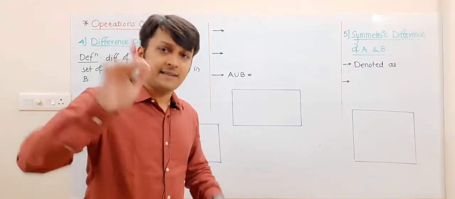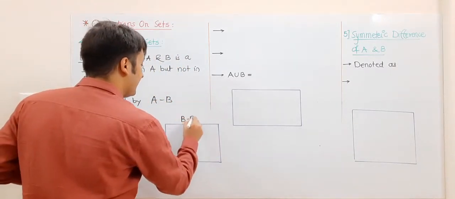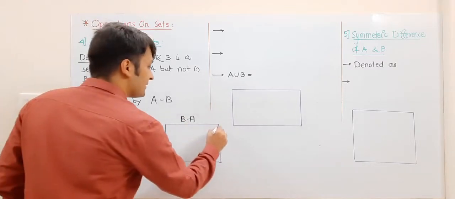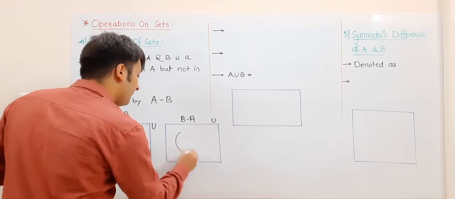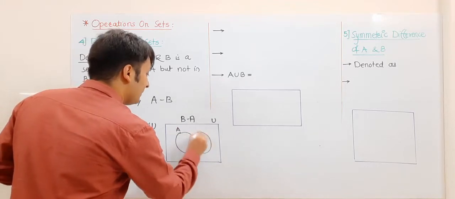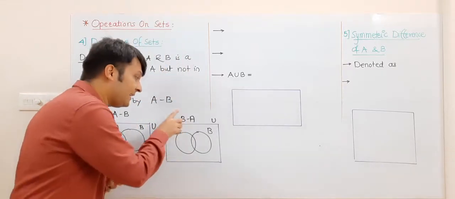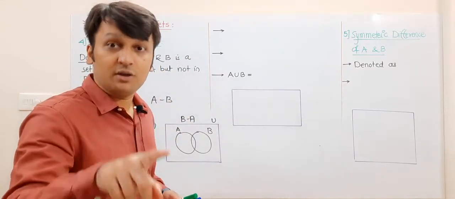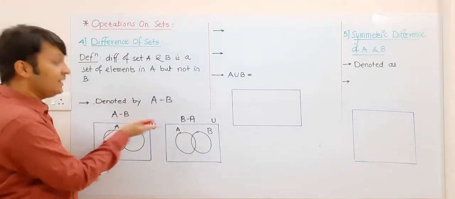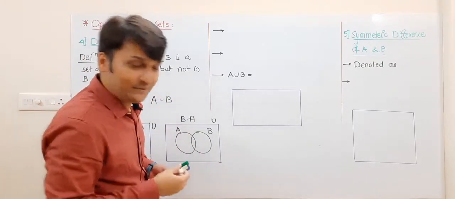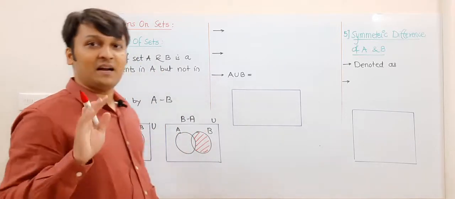What if this is exactly opposite? That means B minus A. Check this one. Again, this is universal set U, correct? And I have set A here, okay, and I have set B here. Again, check. I want B minus A, meaning elements which are in B but not in A. Correct or not? Which are in B but not in A. Which are in A but not in B. Which are in B but not in A. Correct? So this is going to be B minus A. Got it?